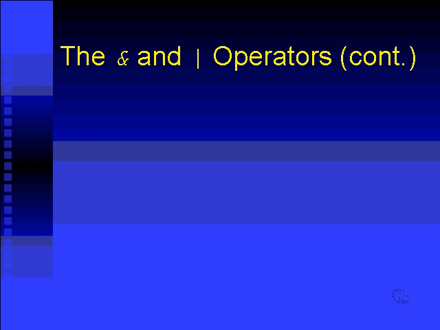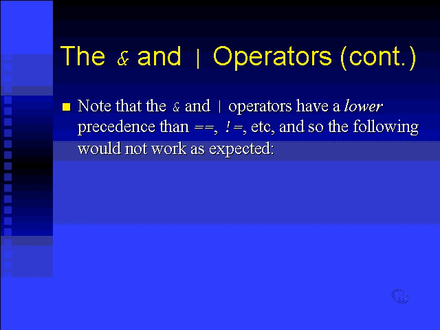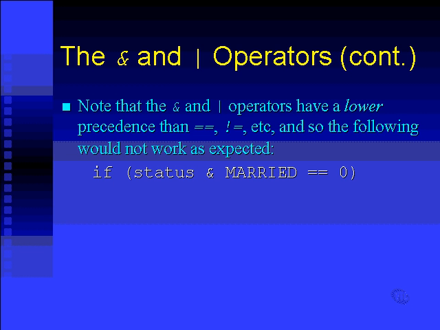Now there's one thing you have to watch out for when using the ampersand and or operators, and it's a precedence rule. The bitwise ampersand and or operators have a lower precedence than equals and not equals, and greater than and less than and so on. So that can trip you up. You can get into all sorts of trouble. I don't know how many times I've spent searching for bugs that have come from this sort of operation.